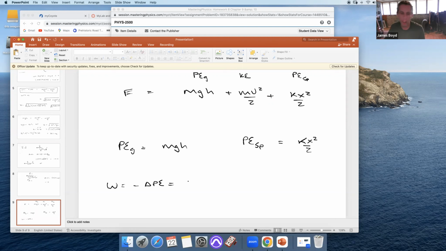And the work done is the negative of the change of potential energy. So the work done by gravity is mgh final minus mgh initial with a negative sign. The work done by a spring is the negative change of potential energy of a spring, and that is kx final squared over 2 minus kx initial squared over 2 with a negative sign.